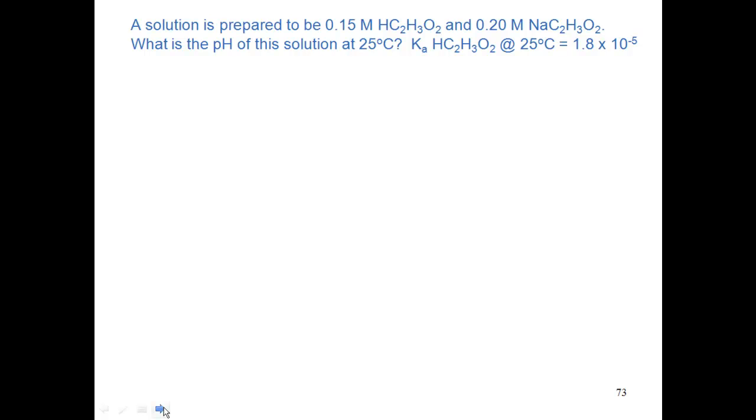Here's another example. A solution is prepared by mixing 0.15 molarity of acetic acid and 0.2 molarity of sodium acetate. What is the pH of this solution at 25 degrees C? And I give you the Ka of the acetic acid. Once again, we ask ourselves, is it a single solute or a reaction? Well, it appears to be a reaction. Since it's a reaction, is it a neutralization or is it a buffer? If you look at this, I have acetic acid and I have the acetate ion coming from that soluble salt. That's a buffer.